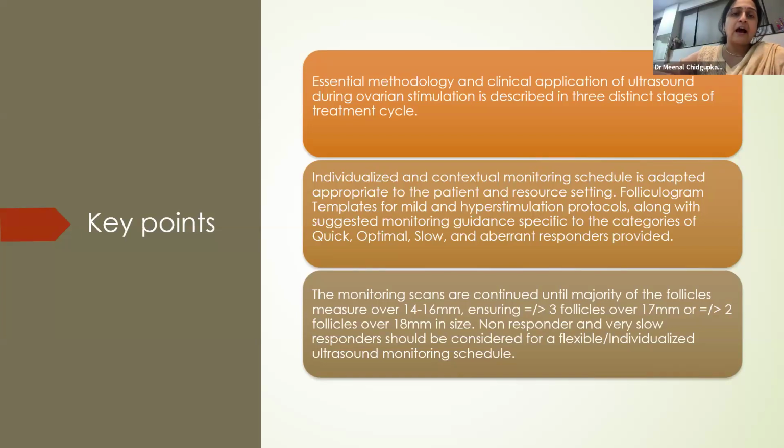The monitoring scans are continued until the majority of follicles are measured over 14 to 16 millimeters, ensuring 3 or more follicles over 17 millimeters or 2 or more follicles over 18 millimeters in size. Non-responders and very slow responders should be considered for a flexible or individualized ultrasound monitoring schedule. Next.